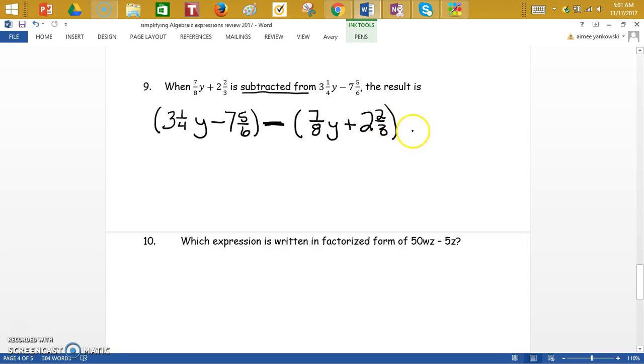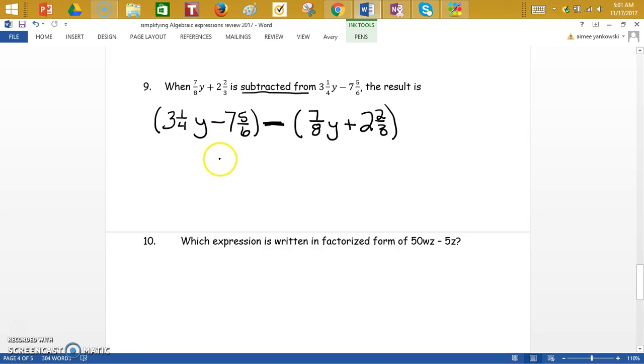We got some fraction work going on. All right, so remember, when it's subtracted from, the term that comes after the word from goes first. And what am I subtracting from that? I'm subtracting 7/8 y plus 2 2/3 from that. So the big part here is to remember to reverse the order.